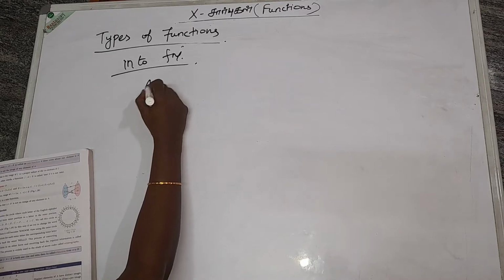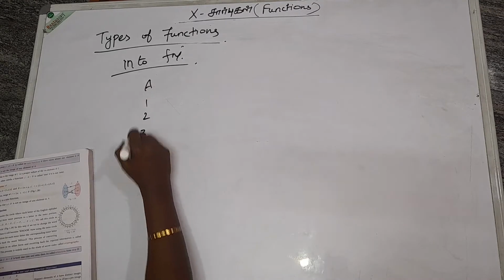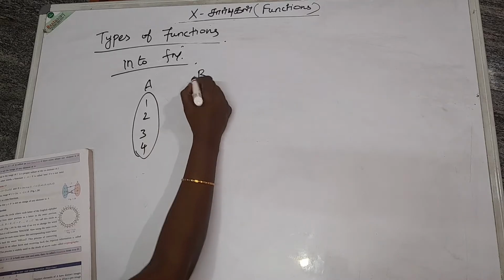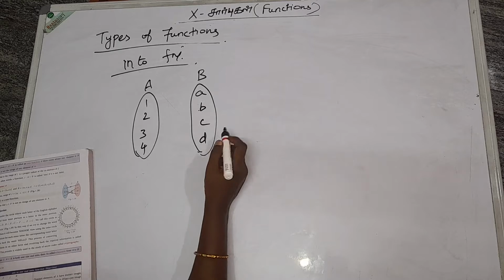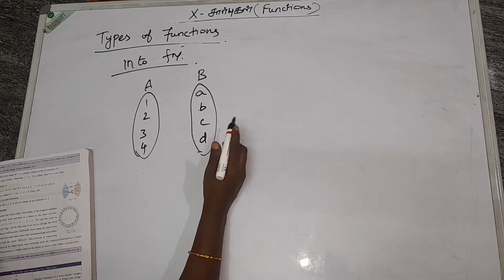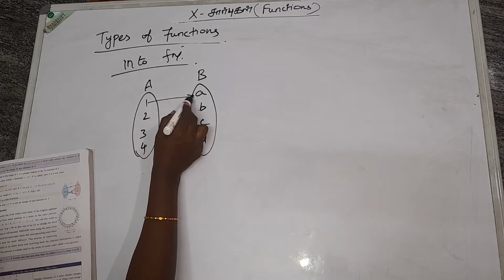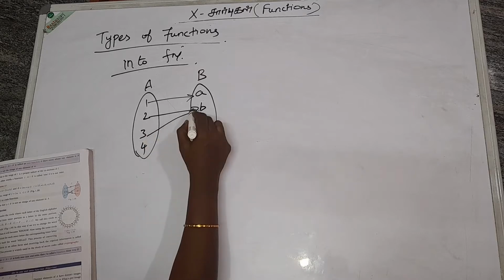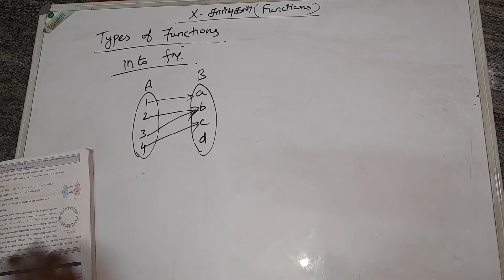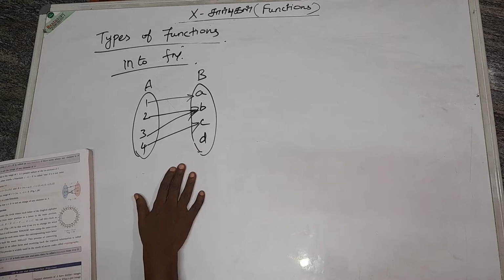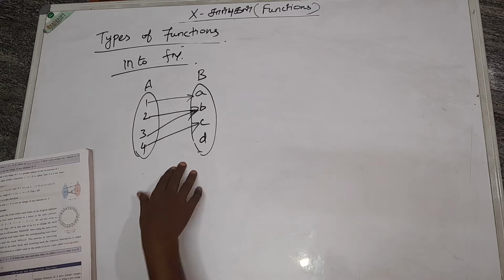Into function. For that, take 1, 2, 3, 4 as elements of the domain, and A, B, C, D as the elements of the codomain. Now here 1 is related to A, 2 is related to B, 3 is also related to B, 4 is related to C. This one is a function. How do we say it is an into function?